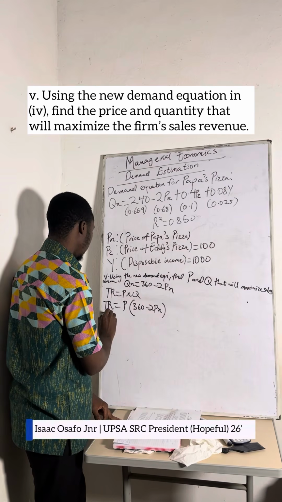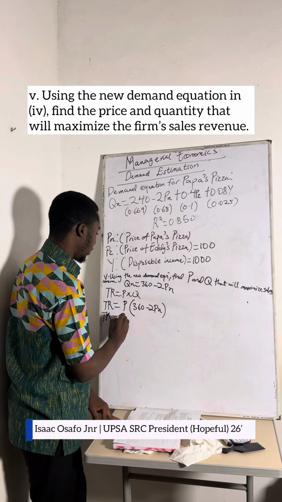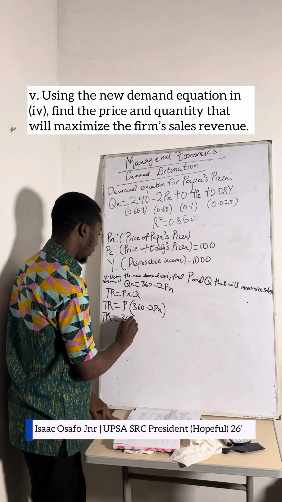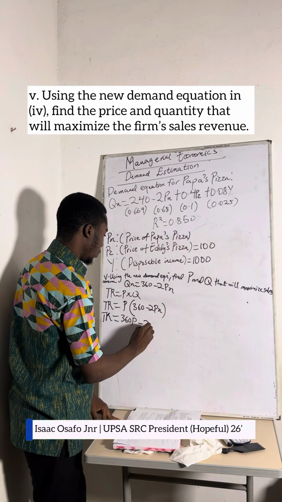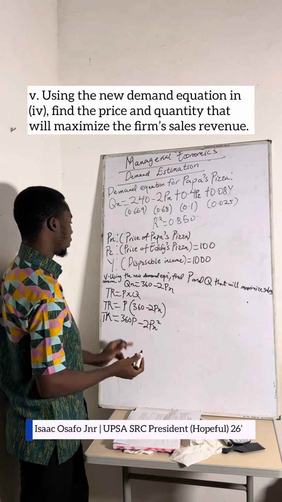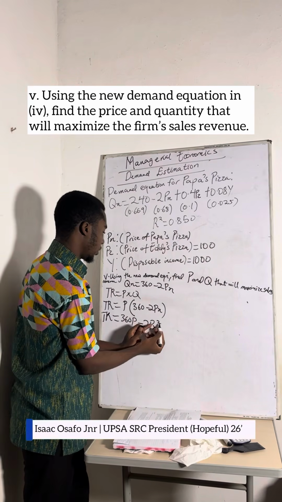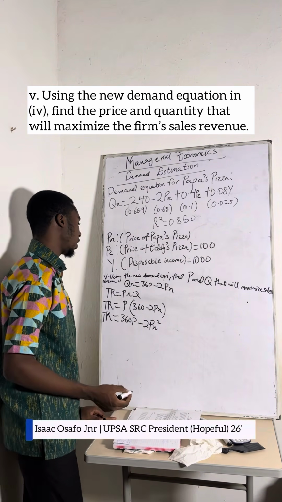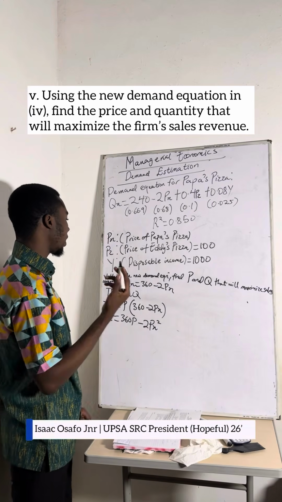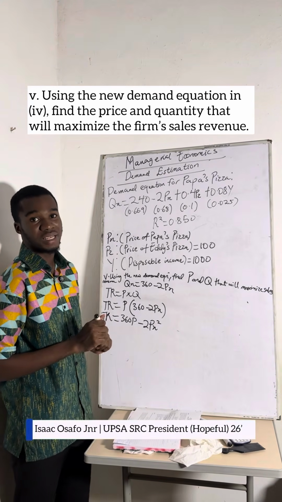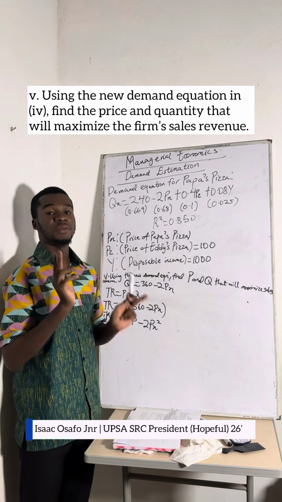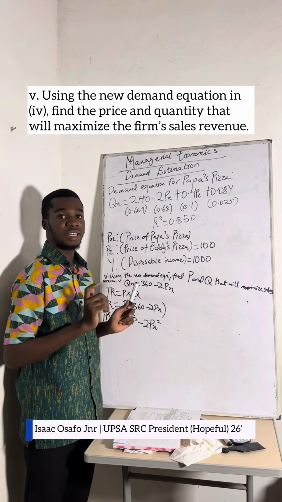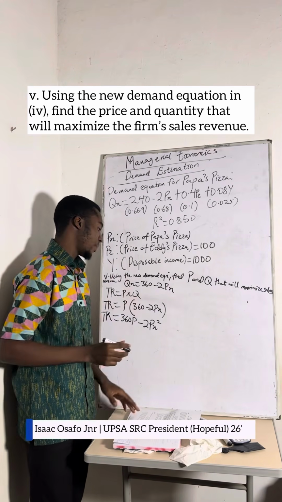So our total revenue will be P times 360, which will give us 360P, then minus 2P squared, or PX squared. You get it? Because now the P is times P, so this part will be squared. All right. So now that you're asked to find the price that will maximize, anytime you hear maximize, just put it in your head that you're about to differentiate. Because when you have a function and you are asked for the maximum, know that you're about to differentiate.